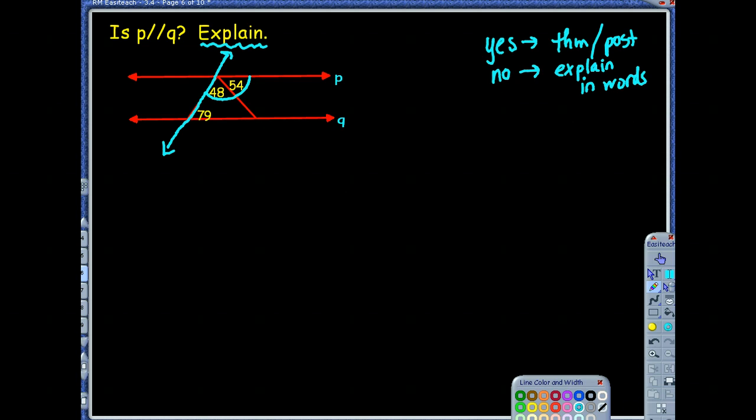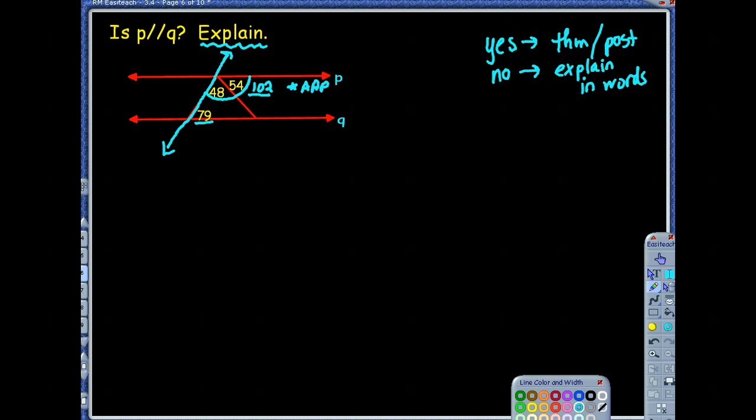If I add 48 and 54 together, you get a total of 102. That's using, as a little side note, the angle addition postulate, which does not depend on parallel lines. Angle addition postulate is strictly based on two angles added together to get a larger value. But now I see that I've got some consecutive interior angles. This 102 degrees and the 79 degrees represent a consecutive interior angle pair.